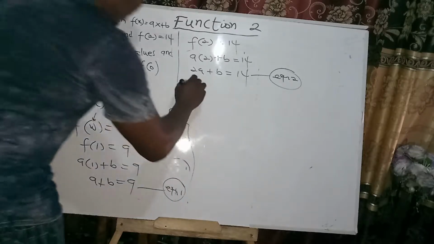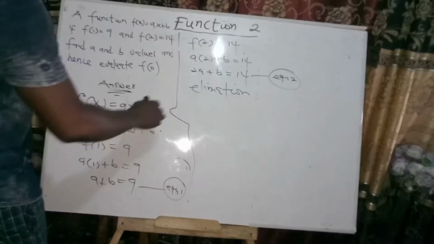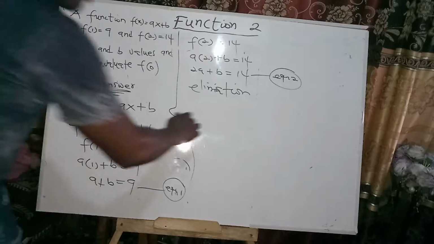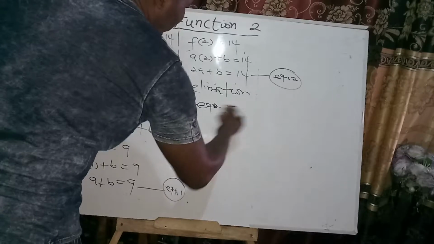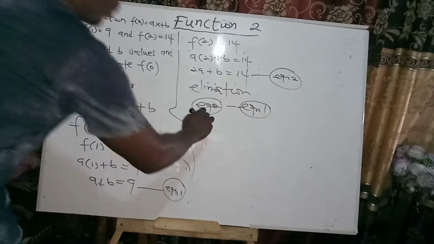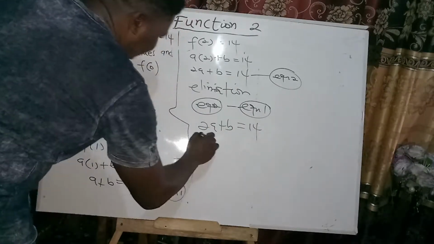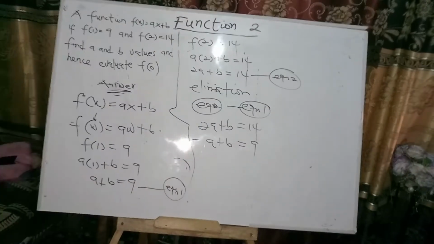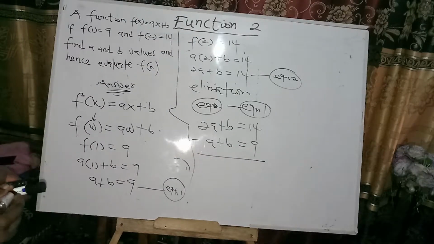So let me use elimination, as I said. I am using elimination. Now I would like to subtract equation 1 from equation 2. So that is 2a plus b equals 14, minus the whole of equation 1, a plus b equals 9. At this point of the game, let's start doing the subtraction.